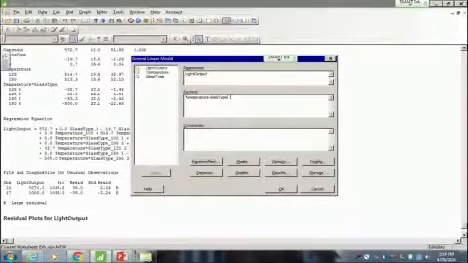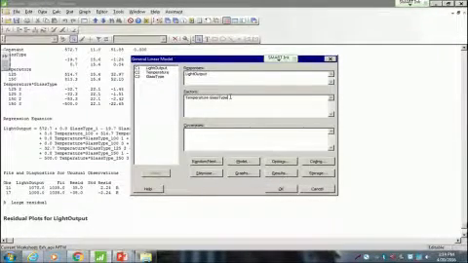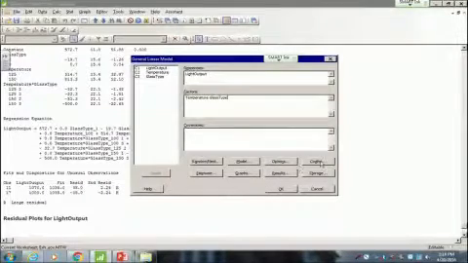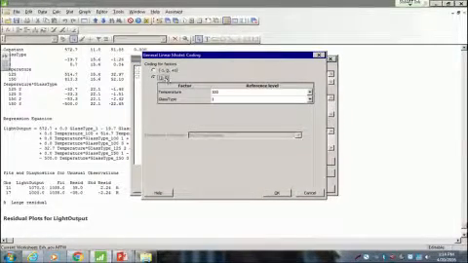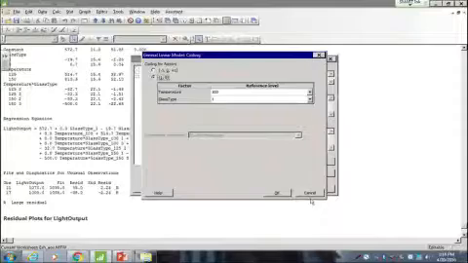Dummy variable. For now, I'm not doing regression, but if you want to do dummy variables for regression, you go to Coding and you define your dummy variables here. Okay?